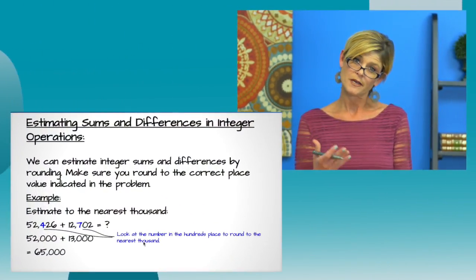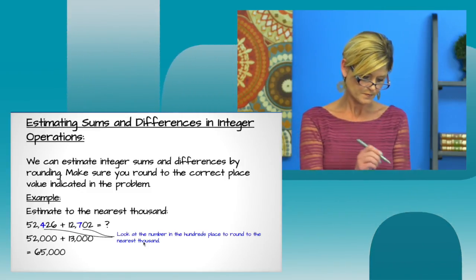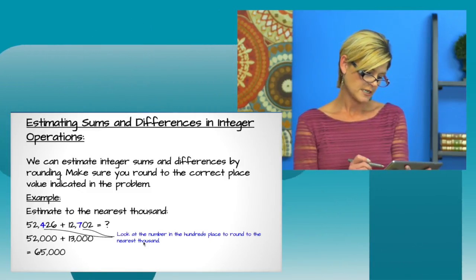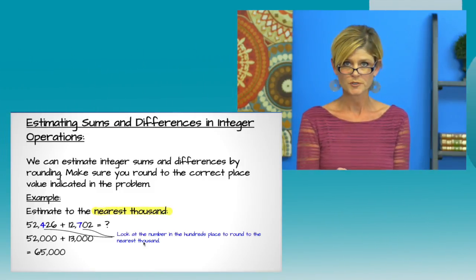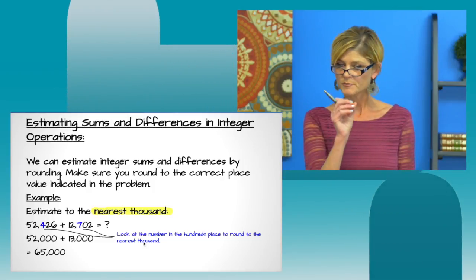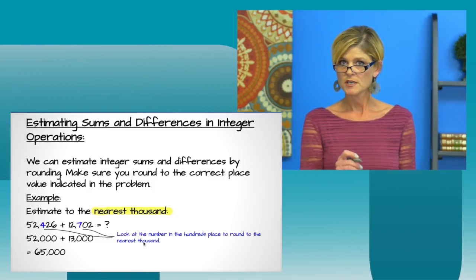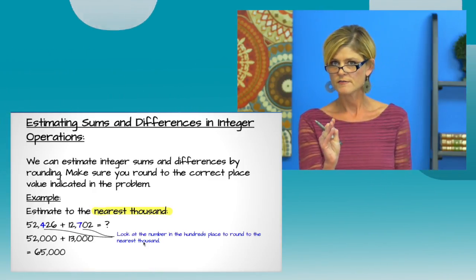Okay, so you've probably been rounding since you first started learning how to do math, and really not that much changes when we round integers. So let's take a look first of all at how we round positive integers, because it's actually pretty simple. This question asked us to estimate to the nearest thousand. It's really important when you're rounding to pay attention to where specifically the question is asking you to round. And when you're doing that, you always want to look to the digit that's to the right of that place.